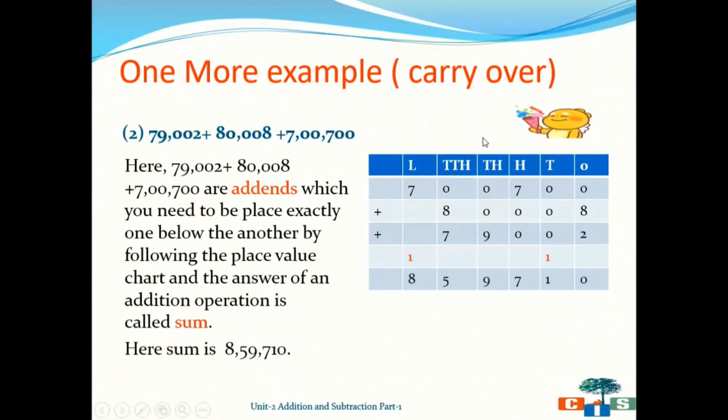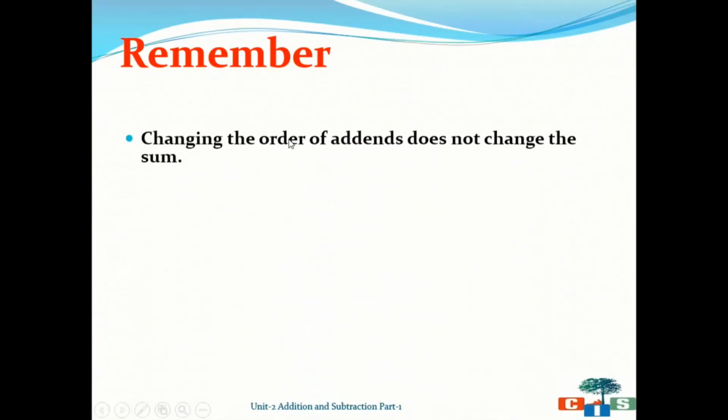Okay, now there are a few things you need to remember in addition. Changing the order of the addends does not change the sum. For example, 59 plus 11 is equal to 70. Now if we change the order of these addends, that is 11 plus 59, the sum will remain as it is, that is 70 itself. So the order of the addends does not change the sum. This property is known as the commutative property of addition.